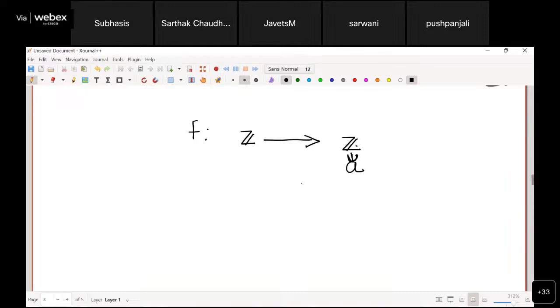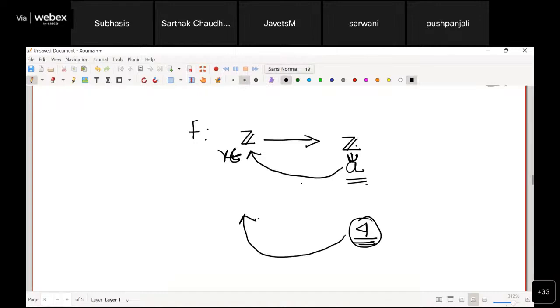if I take any a in Z, then I must have a pre-image x in my domain. So for example, if I want a pre-image of 4 in my domain, what will be the pre-image of 4? Can you give me a pre-image of 4?